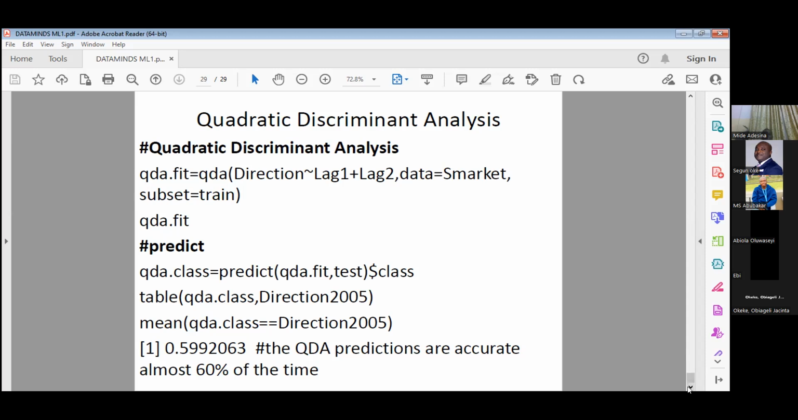So before I proceed to the lab session, let me assume that you have all sorted out the R script.